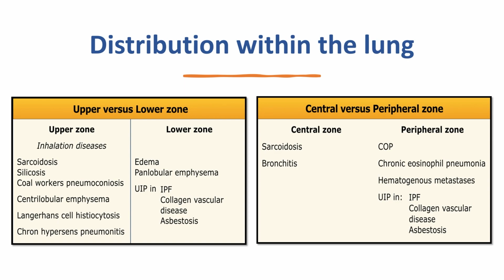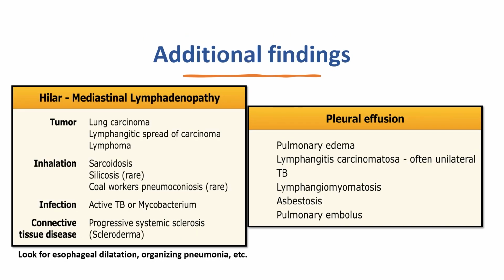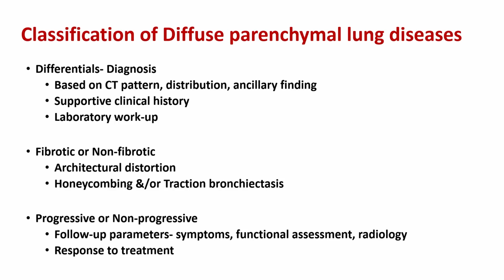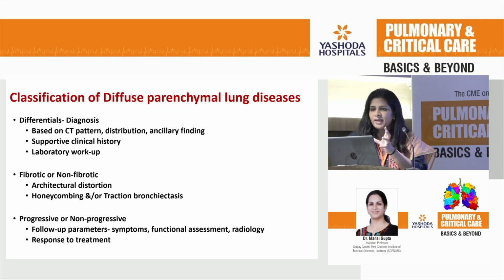And peripheral zones, we have already seen in X-rays also. It is either organizing pneumonia, eosinophilic pneumonia, or interstitial pneumonia. Additional findings, you can have hilar adenopathy and pleural effusion, and these are the differentials which can help you narrow down your diagnosis further if you get your hilar lymphadenopathy or effusion. So with that, you can actually make a diagnosis of diffuse parenchymal lung disease.